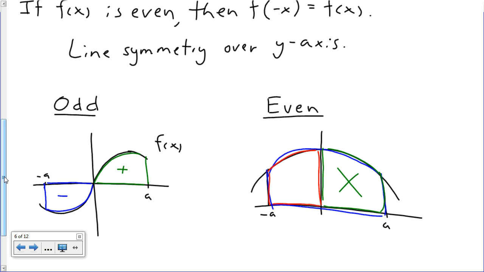So if I integrate from 0 to a and double that answer, that turns out to be the integral from negative a to a. That's our odd and even property. For symmetric limits, the key is it's got to be symmetric limits that you're working with.